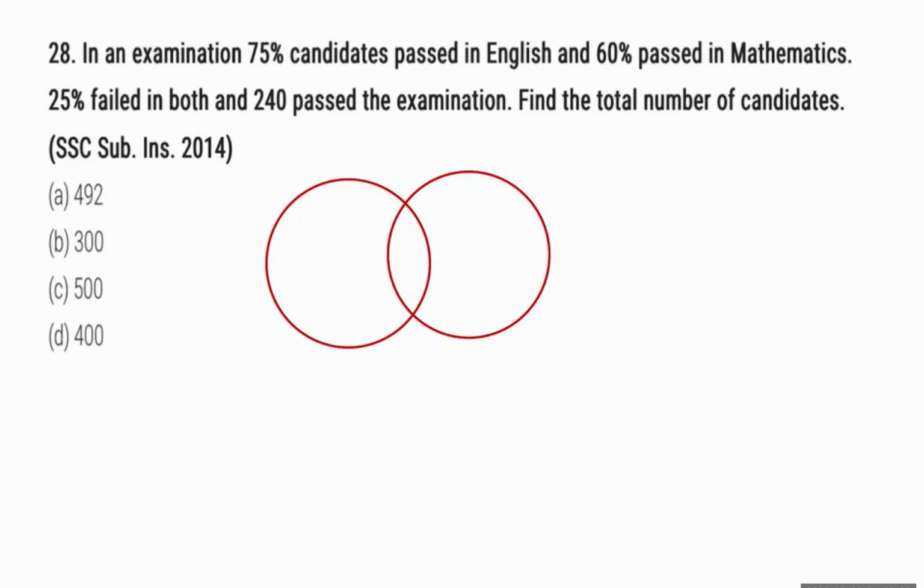Question in PCM: in an examination, 75% pass in English and 60% pass in mathematics. 25% fail in both. The result is 25% fail.